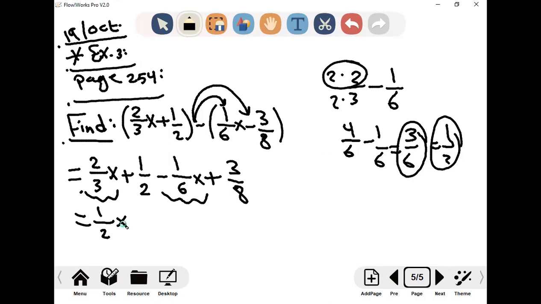Go, let them bring for you a chair and a table. Go. 1 over 2 what? X. Start.